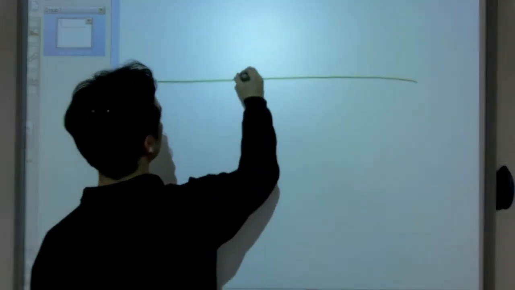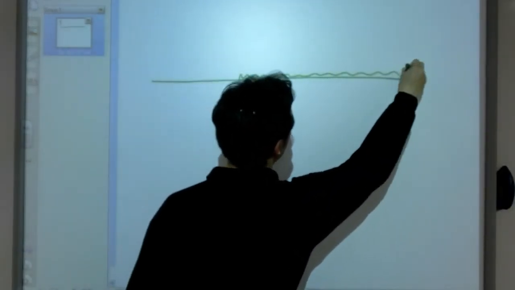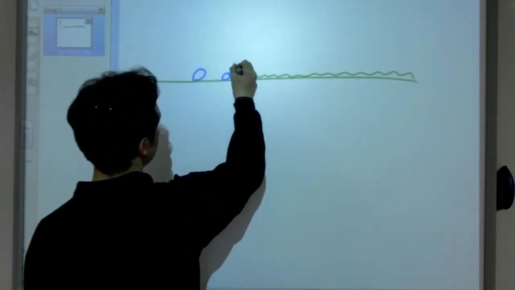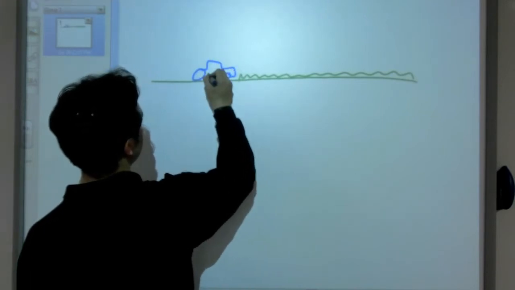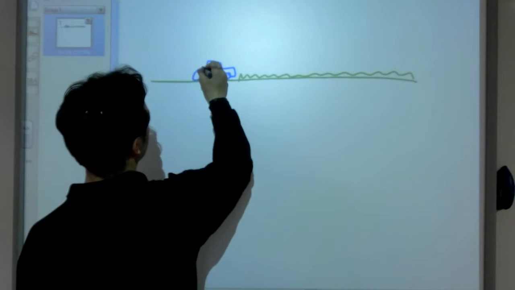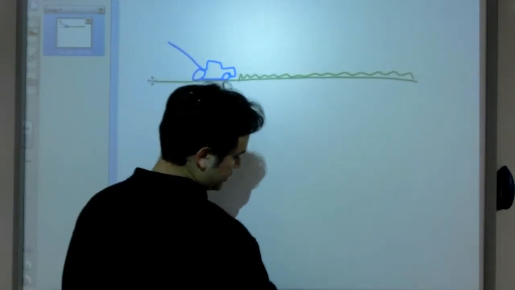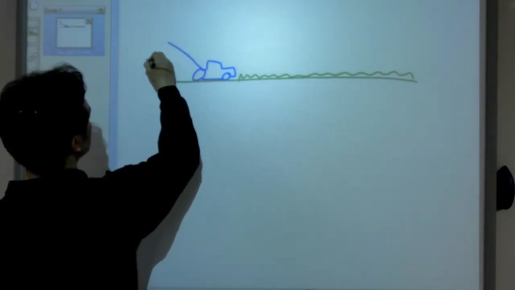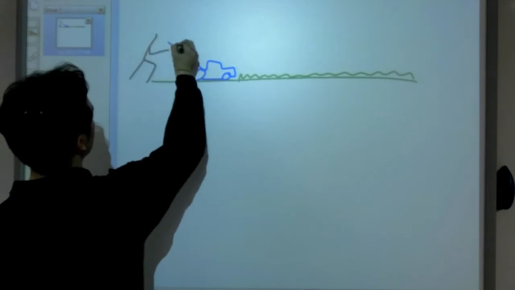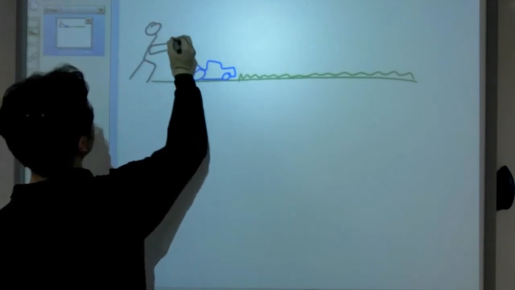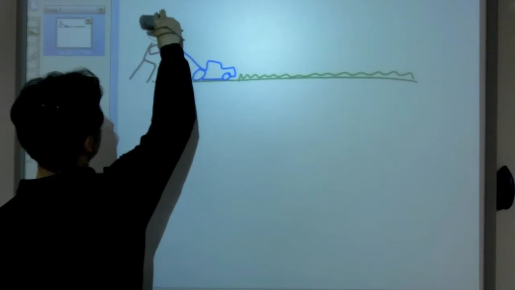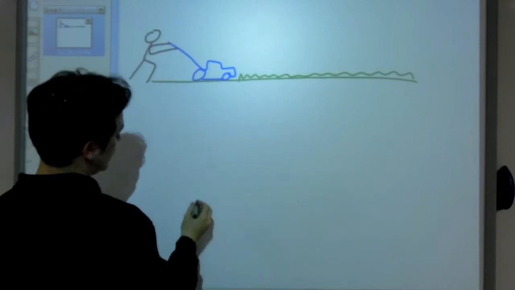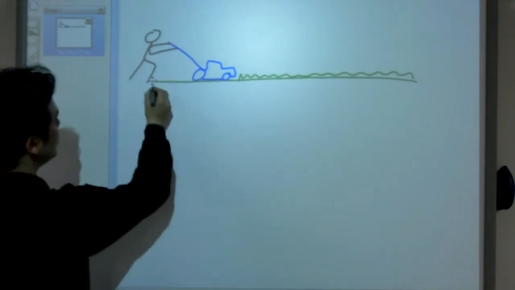I am going to mow my backyard. I'm going to use a lawnmower. That looks a lot more like a car, but that's okay. I was never terribly good at drawing. And I am going to push the lawnmower. Something bad happened to my neck. So, I'm going to push the lawnmower.